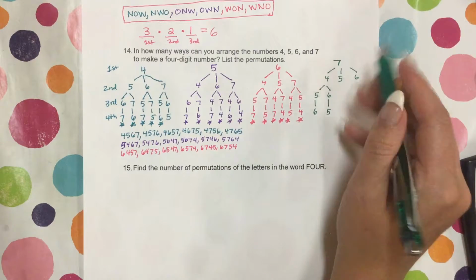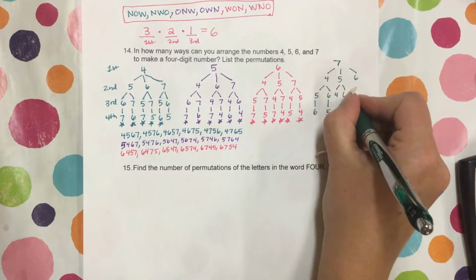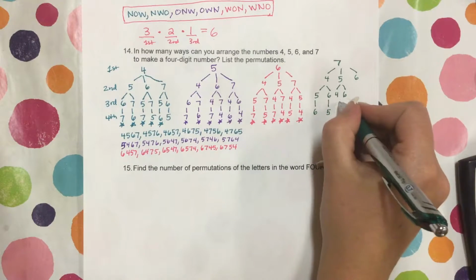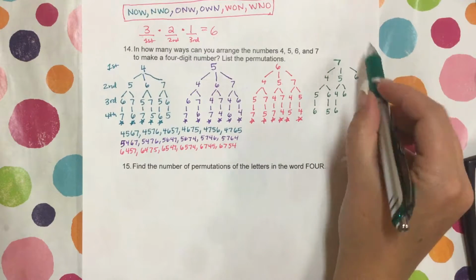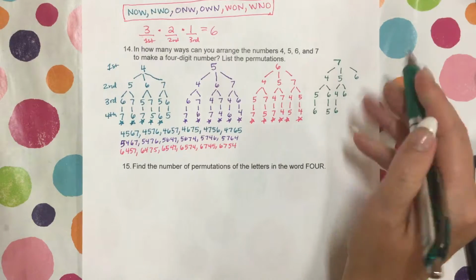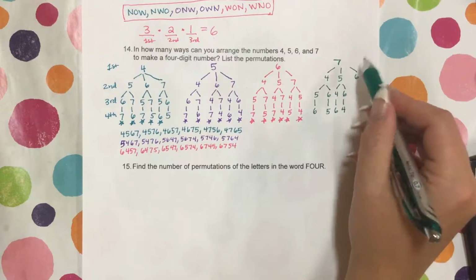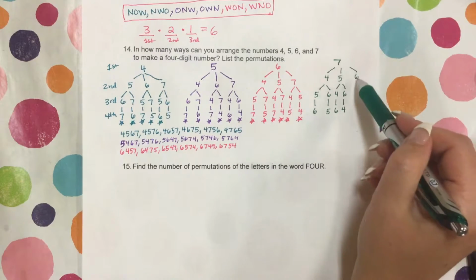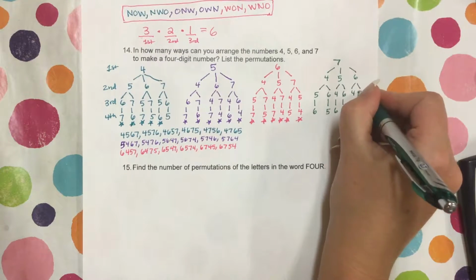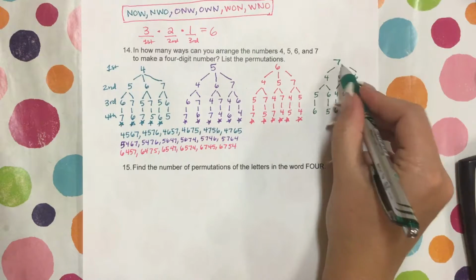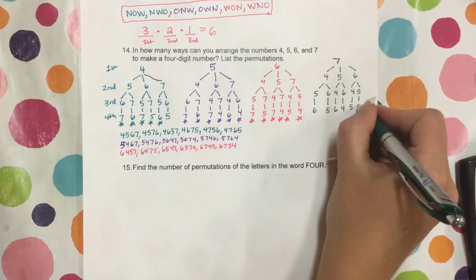Now, if 7's first and 5 is second, there's 2 options for third, and it would have to be 4 and 6. And if it's 7, 5, 4, this would have to be 6 in fourth place. And if it was 7, 5, 6, then it would have to be 4 in fourth place. And then we go to the 6. So if we roll a 7 first and a 6 second, we have 2 options for third. We have 4 and we have 5, which means the fourth place would have to be 5 for 7, 6, 4. And then for fourth place here, 7, 6, 5, 4.